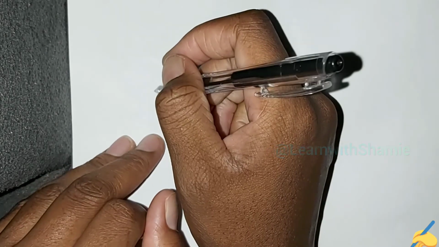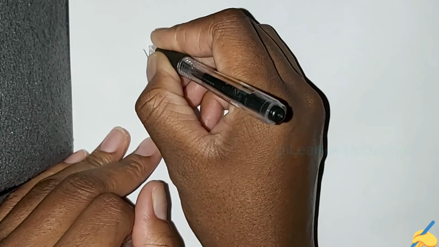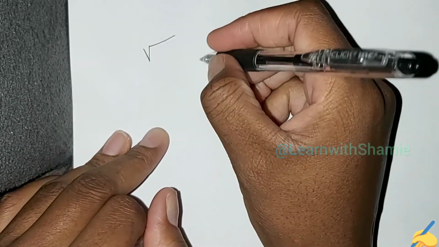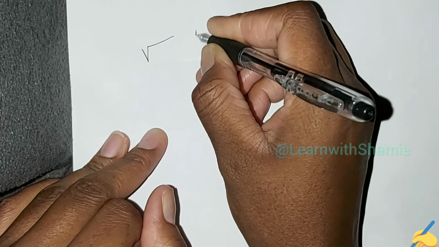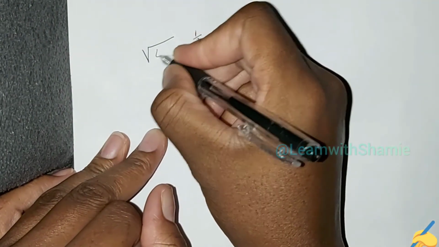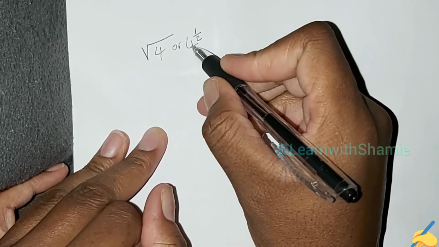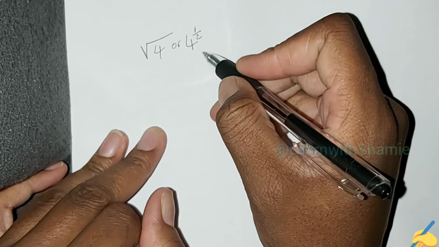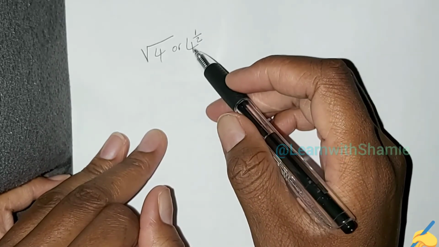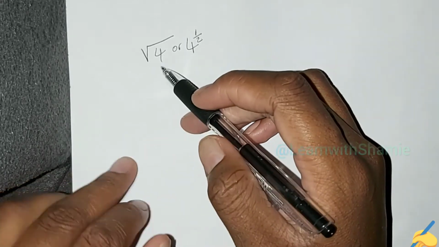So there are two signs used to represent square root. You could either use this sign, which is the original sign, or you could use to the power half. So you could say the square root of 4 or 4 to the power half. 4 to the power half is also asking for the square root of 4.